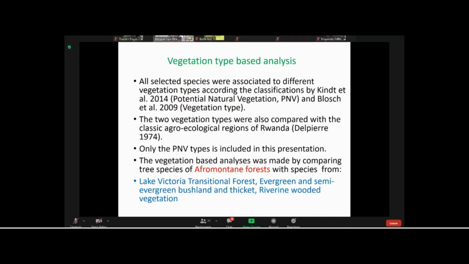About the vegetation type-based analysis, species were associated with different vegetation types according to classification by King 2014. The book is called The Potential Natural Vegetation, PNV, and Blush 2009, whose book is the Vegetation Type. We used also another vegetation classification, in Ntirugulirwa 1974. But only the potential natural vegetation type is included in this presentation.